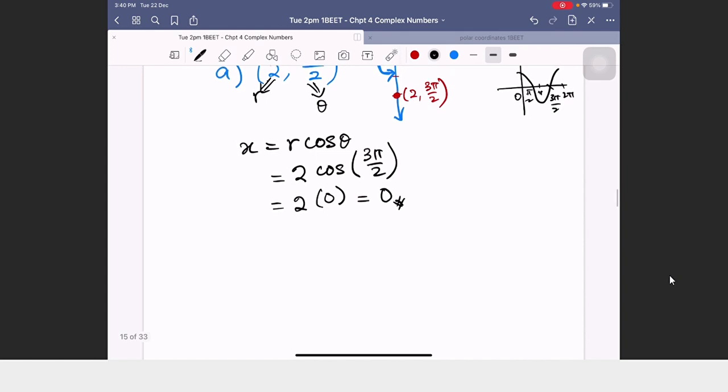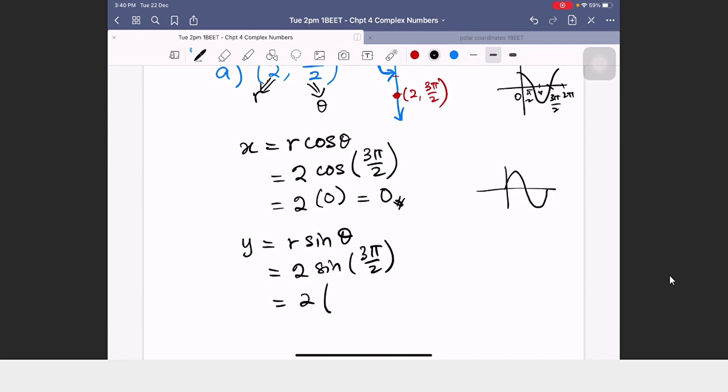Okay, so what about my y? y is r sine theta. r is 2, theta is also 3 pi over 2. And again, sine 3 pi over 2. Even without a calculator, I remember the sine graph: 0, pi over 2, pi, and then 3 pi over 2, and then 2 pi, and this is minus 1 and 1. That is for sine. So if I refer to the graph, sine 3 pi over 2 is just minus 1. So that is minus 2.